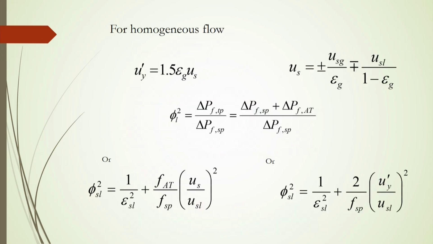additional turbulence. Now, for homogeneous flow, this u dash y, that means the fluctuating velocity, is directly related to the effective velocity of the solid.